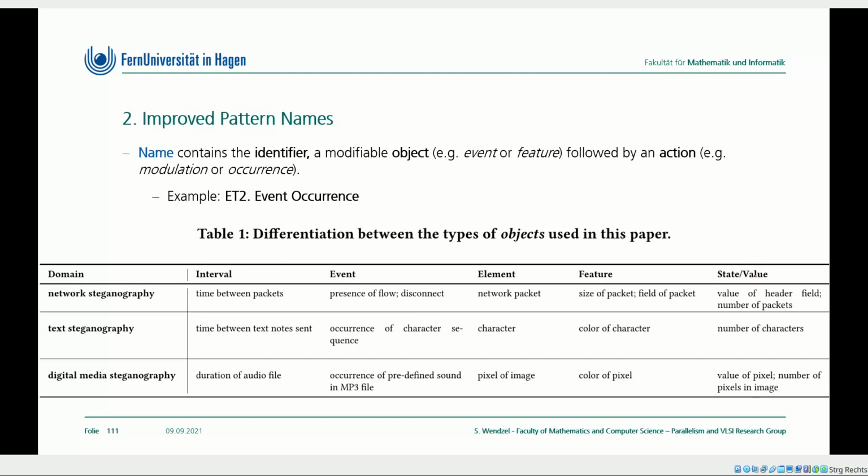I start on the right hand side. A state or value could be a value in a packet header field, or a number of characters in the text, or a value of a pixel, and that belongs to a feature. For instance, here the value of a packet header field belongs to, well, a field of the packet. And that belongs to an element, which is then the whole network packet, for instance, or a text character, or a pixel of an image, and that belongs to an event, like the presence of a flow or a disconnect event, or the occurrence of a character sequence in a text, or occurrence of a predefined sound in an MP3 file. And that can be linked to an interval, like timing between packets, timing between disconnects, things like that.